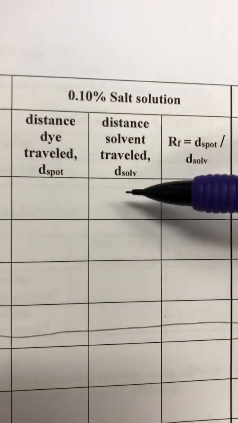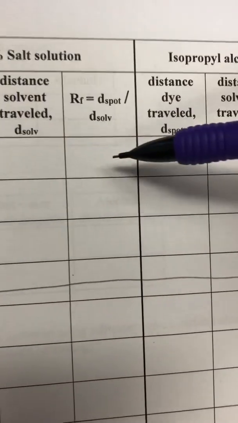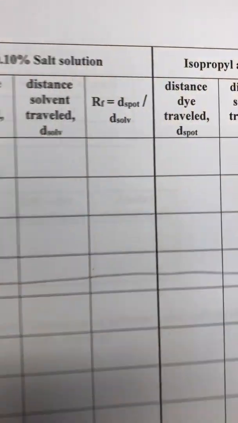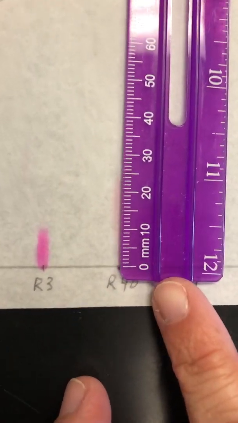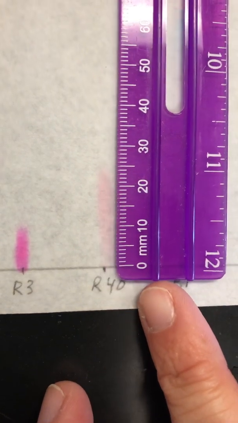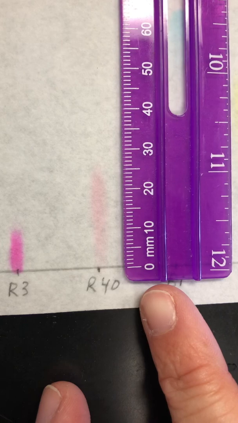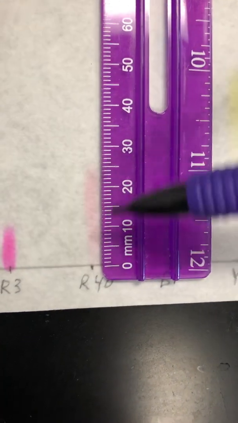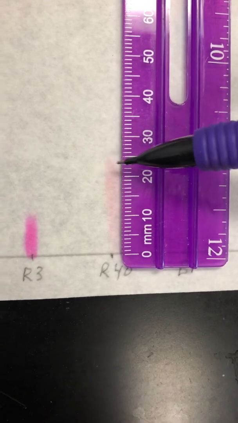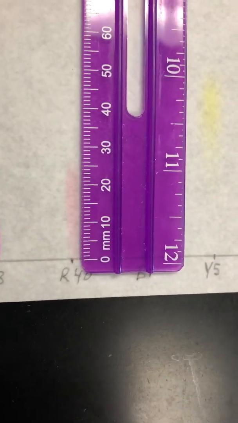In your D solvent. Then you're going to do D spot divided by D solvent and put it here, okay? So now we're just going to stay on our chromatograph so that you can see it. Now we're going to move to R40. I'll move it a little bit further away so that you can for sure see the dye there. So here's the dye. If it's at the top, it went up to here. Now write your D spot based on if you're doing it in the middle or the top.